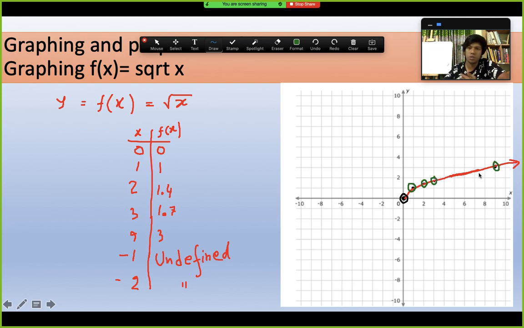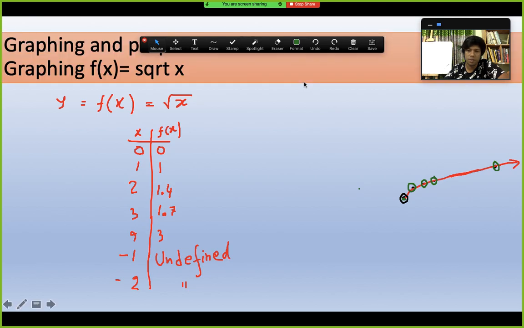So this is the square root of x graph, and we can see a couple of things from it. For example, what is the domain of this graph? The domain starts from 0 and goes to plus infinity. What is the range? The range is the y value, from 0 to plus infinity. Is it increasing or decreasing? This is an increasing graph. If you go from left to right, it is increasing. We can answer many such questions when we look at this.